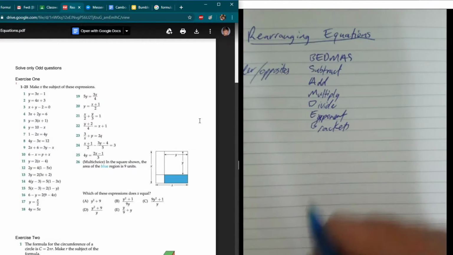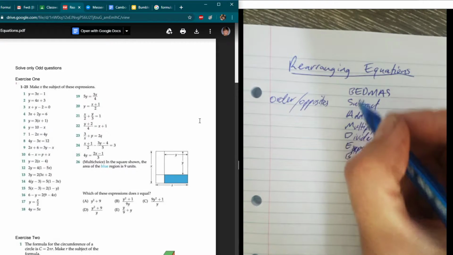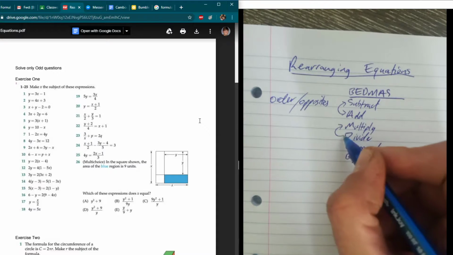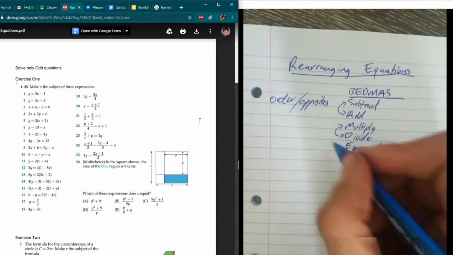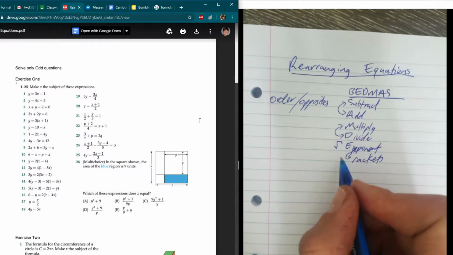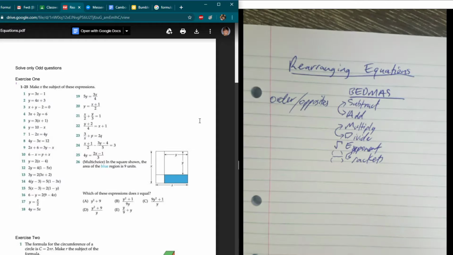So we've got subtract is the opposite to add, multiply is the opposite to divide, then exponent has an opposite which is a root, and we're going to bear in mind that brackets are the last thing, but fractions always have secret brackets on the top and the bottom. So we're going to do order opposites.